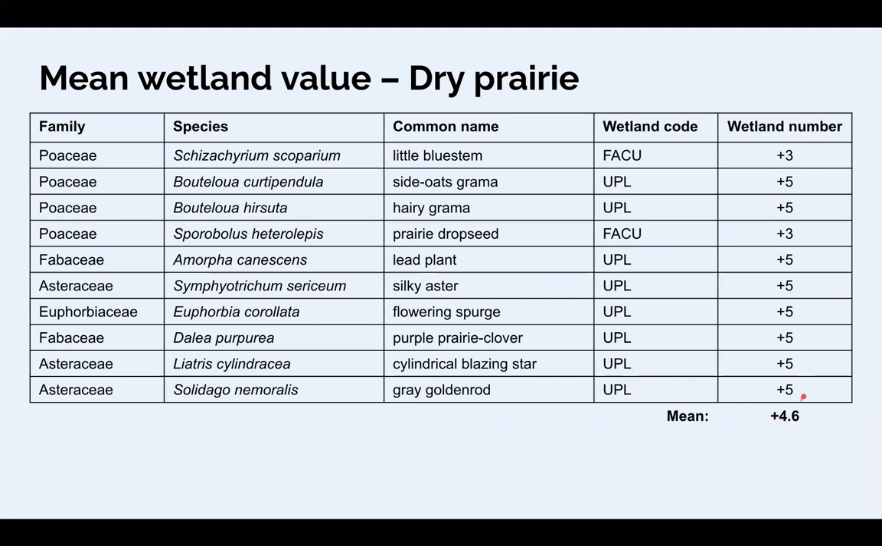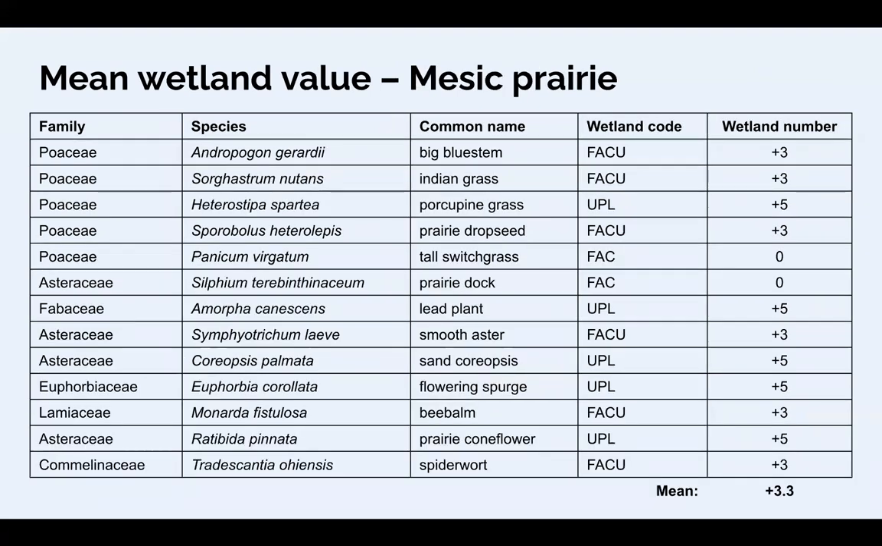So these species, almost everybody in the dry prairie habitat is listed as UPL for upland. 2 of them are facultative upland, so could be in wetland, but more often in upland. And so these are positive values all around, and the average, the mean of all those is 4.6. So pretty close to 0.5, which is the maximum of the scale of most upland. Looking at the mesic prairie, still mostly positive values, so mostly upland, and then a couple that are facultative. And that brings the average down a little bit, 3.3.